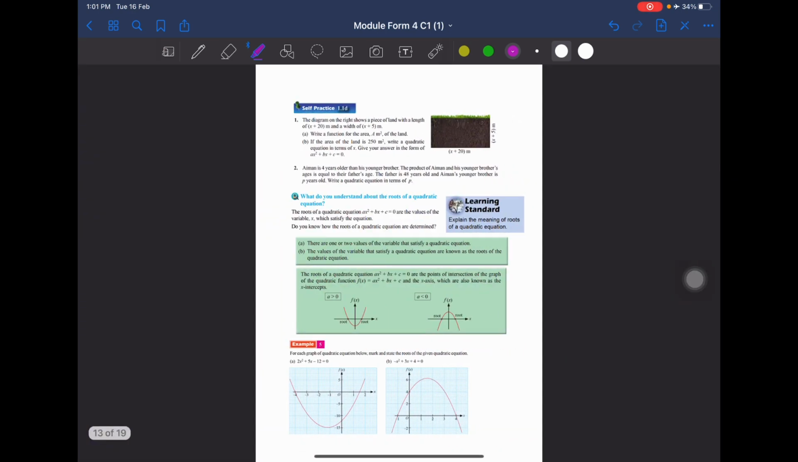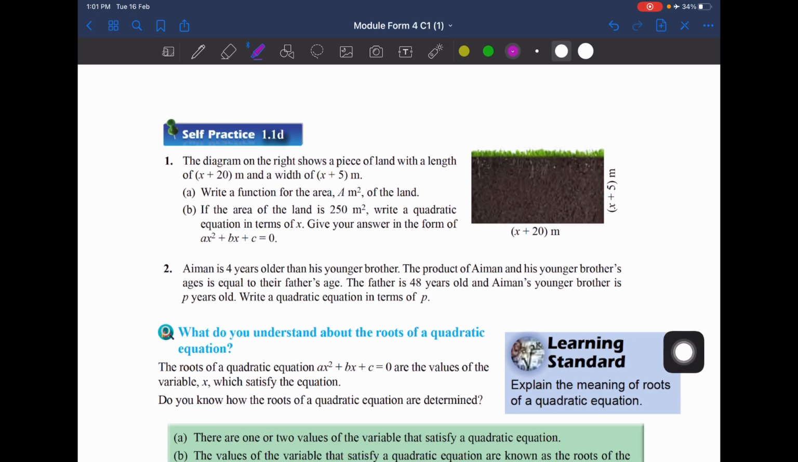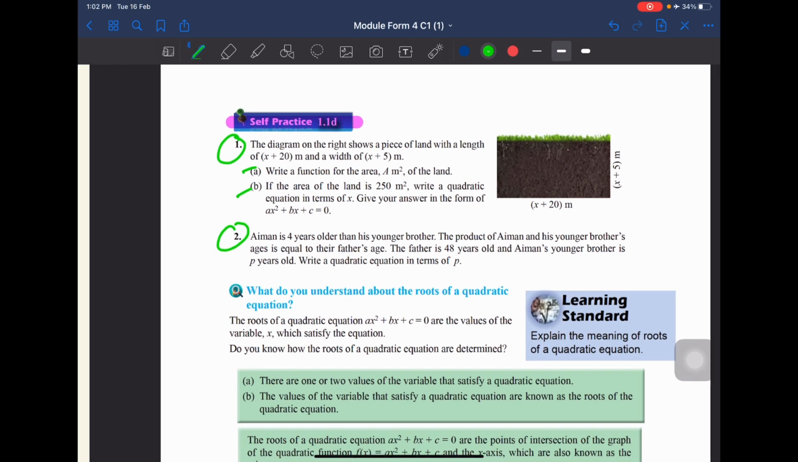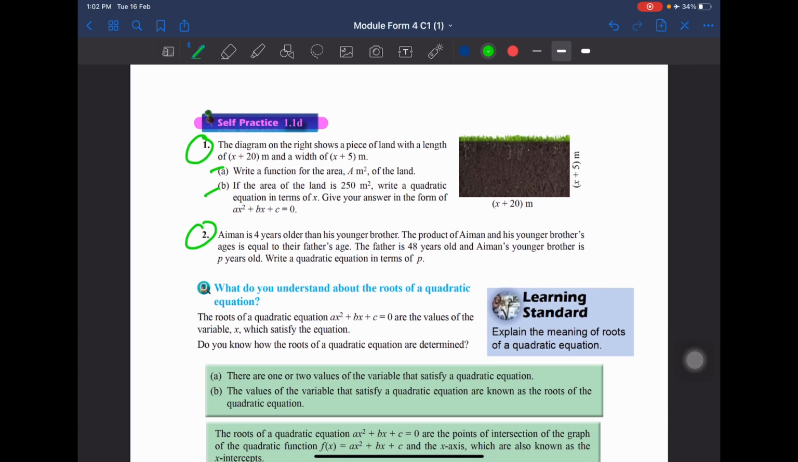So for this week's assignment, this is the second one. I want you to try to answer number 1, A, B, and number 2. So I think that's all for today's class. If you have any problem, you can WhatsApp me, or you can ask in our Telegram group, or you can ask in the Google Classroom, the comment section area. After this, I'm going to assign this assignment to you, and I give you 1 week to finish.